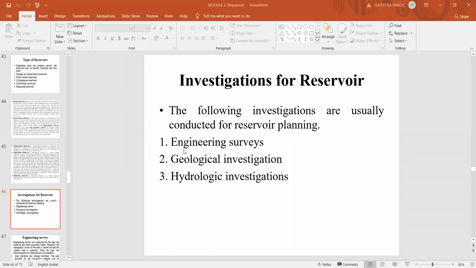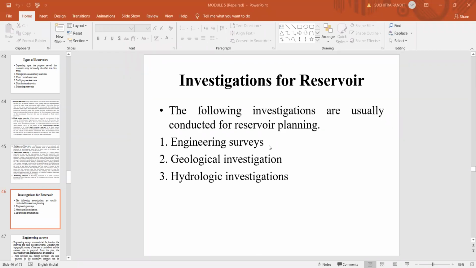So first one is the engineering survey. Engineering survey basically includes the surveying of the entire area, preparing the area map and the corresponding contours of that particular area. The area is entirely surveyed based on engineering applications, like finding out the relative levels and also the contours of that particular area.